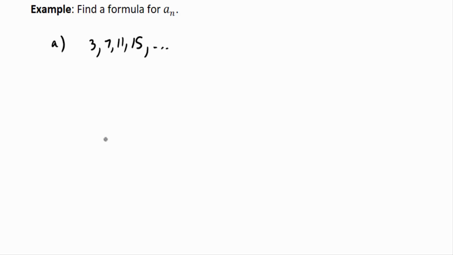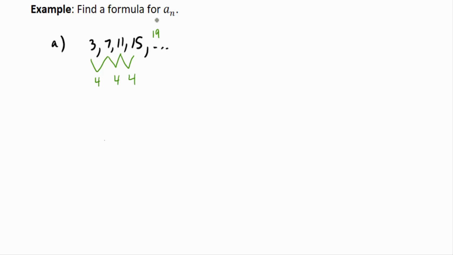So what's the pattern here to go from one term to another? You add 4, right? You notice there's a common difference of 4 to go from one term to the next term. So what would the next term be? 19. Now, that's a recursive formula you just came up with, right? Because to get the nth term, you take the term that comes before it and you add 4. That's great until you want the 1,000th term and you don't have the ones in between, right?